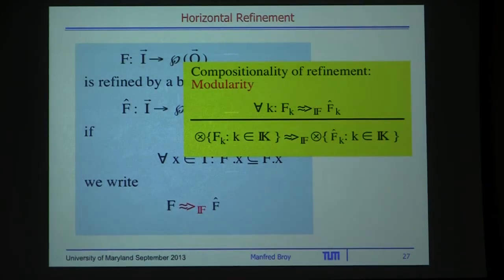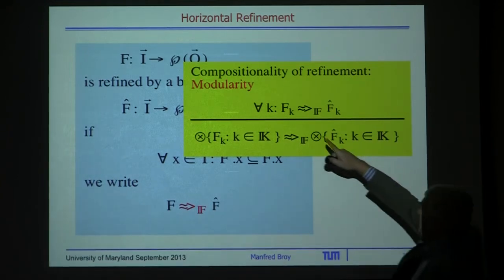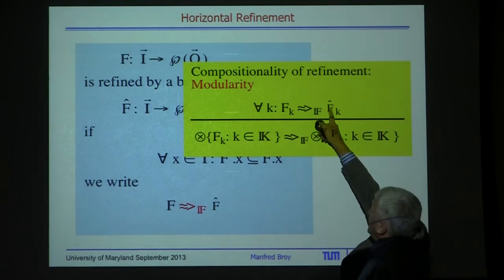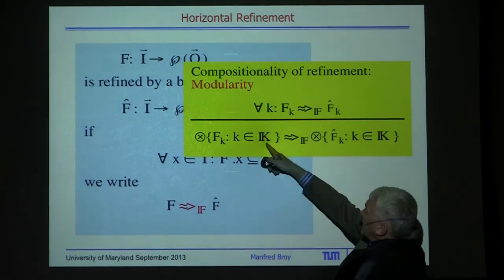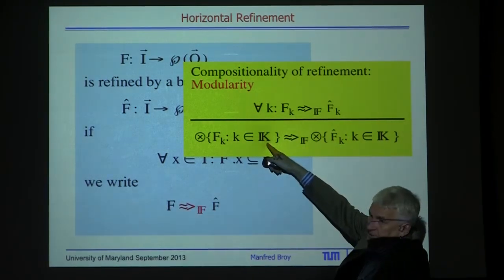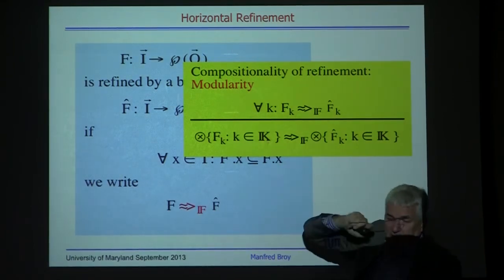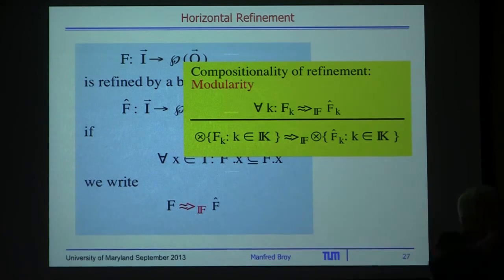The more remarkable thing is that this property refinement is also compositional. If we have a refinement relation between subcomponents, this guarantees a refinement relation between the architecture built from the subcomponents. This is key. If you don't have that, you cannot do modular development.